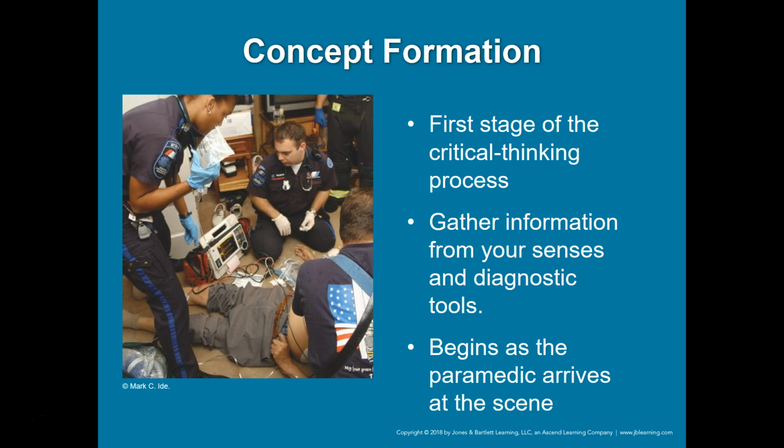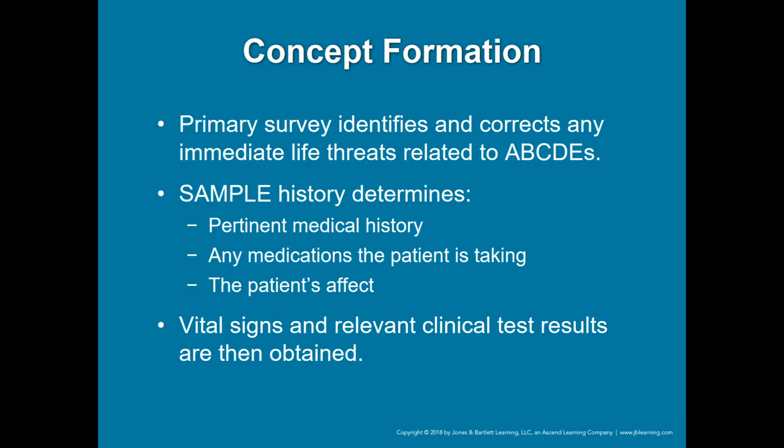So, we said we're going to gather this information, and this all begins as we arrive on scene. So then the primary survey identifies and corrects any immediate life threats related to our A, B, C, D, and E. And we already understand that when we got into patient assessment. Our ABCs are really big things. That is what actually kills people really quick, if we are not able to do that.